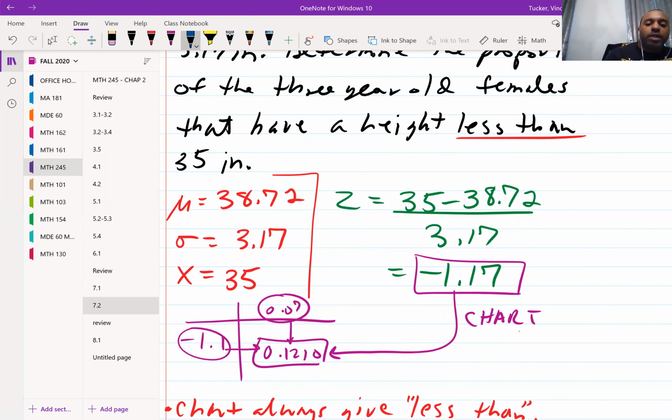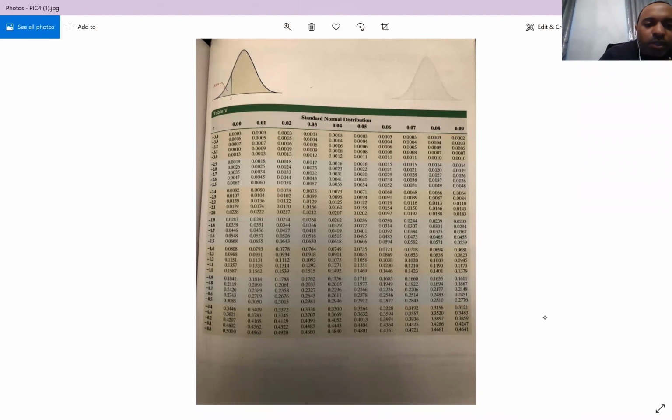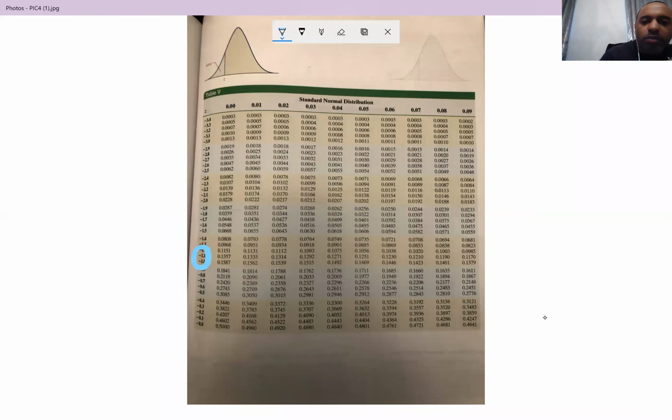So we got negative 1.1, that'll be on this left side. 0.07 will be up top. So I just wanted to show you that. Negative 1.1 is right here. 0.07 is right here. So there it is, 0.1210.